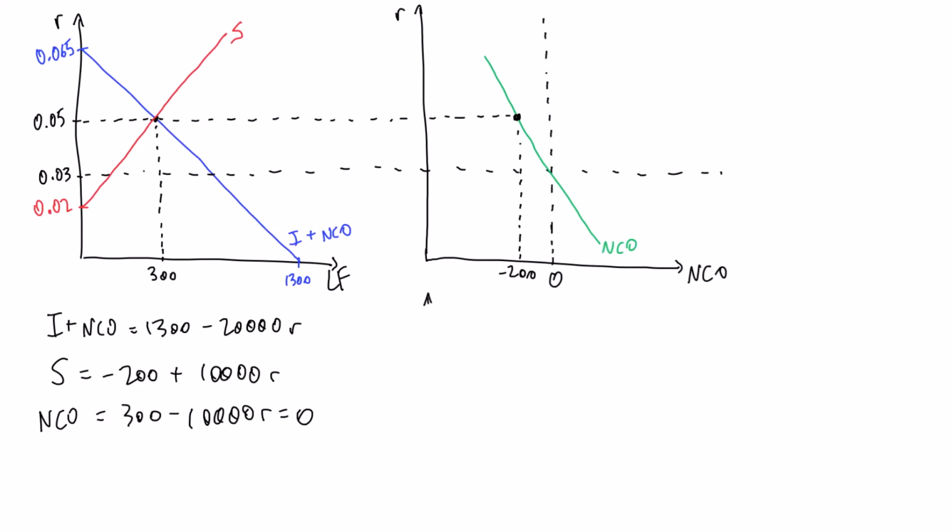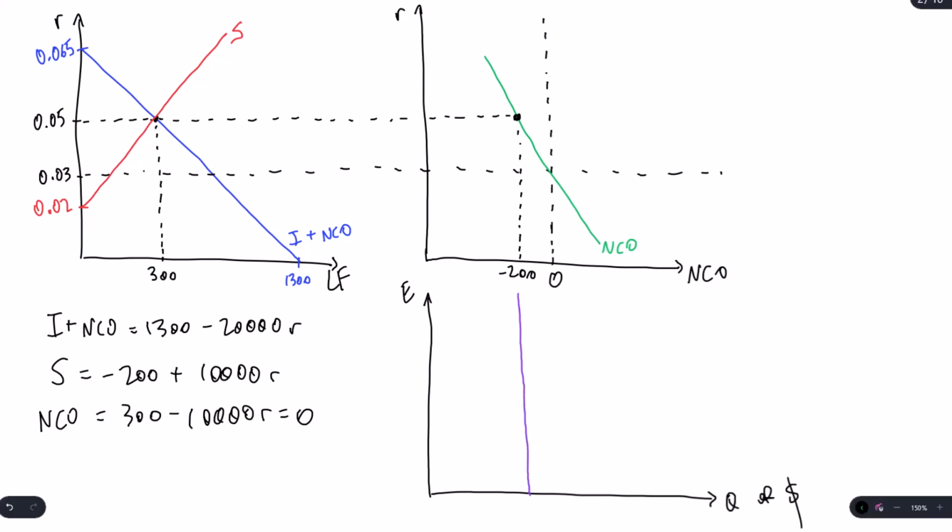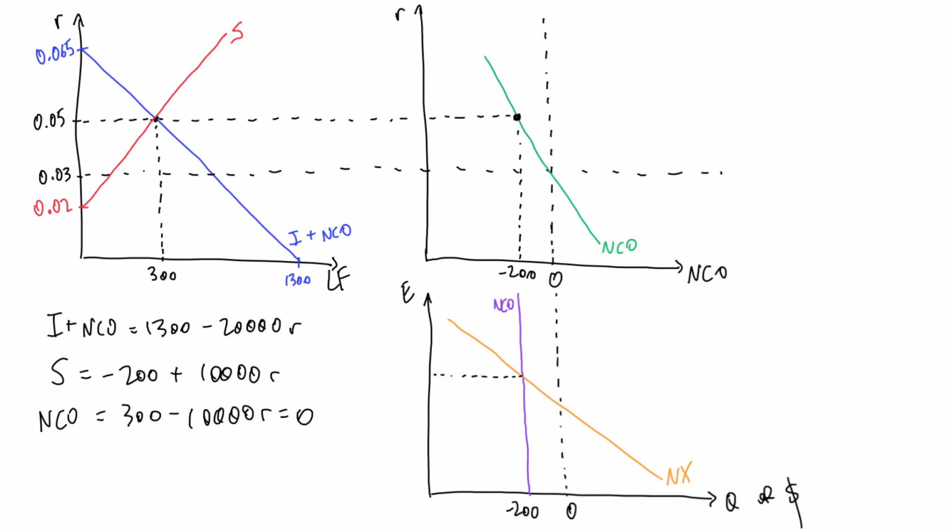For the foreign currency exchange market, I'm going to draw in a graph immediately below NCO. The axes are going to be the exchange rate and the quantity of dollars exchanged. The supply in this market is going to be a vertical line at negative 200, which is the NCO that we found earlier. I'm also going to bring our 0 line all the way down. And then I'm going to draw in our downward sloping net exports curve, label our NCO curve as well. And then we will note that our equilibrium exchange rate is going to be where NCO crosses NX. That's going to be 1.4.